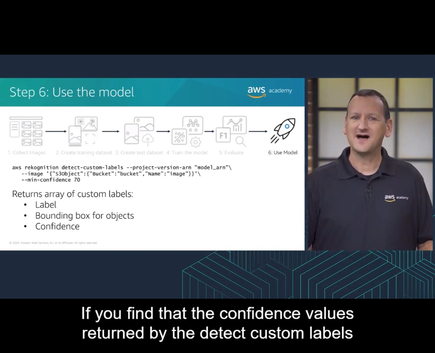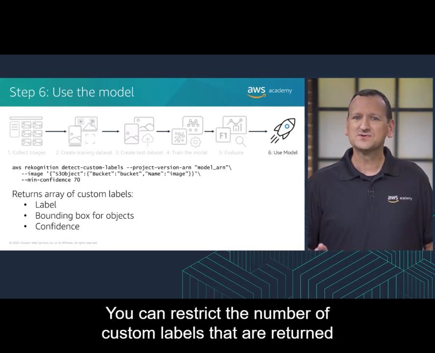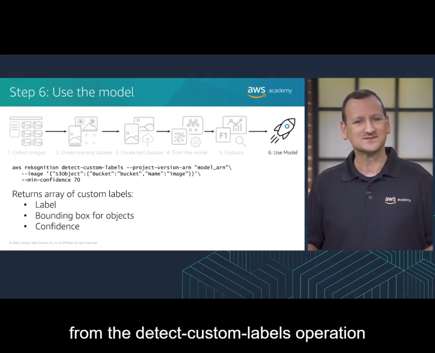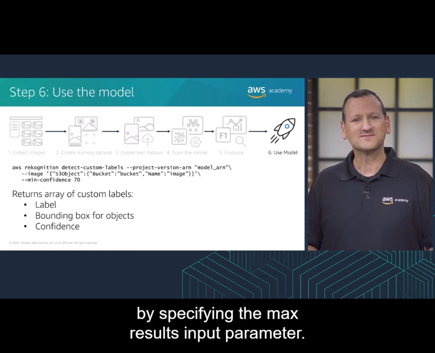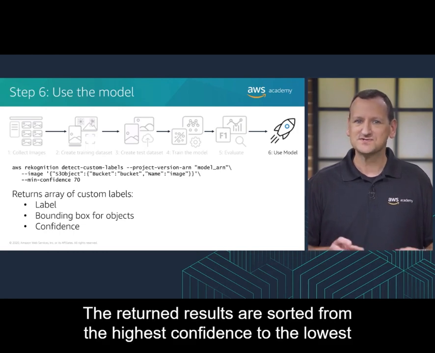If you find that the confidence values returned by the DetectCustomLabels operation are too low, consider retraining the model. You can restrict the number of custom labels that are returned from the DetectCustomLabels operation by specifying the MaxResults input parameter. The returned results are sorted from the highest confidence to the lowest confidence.